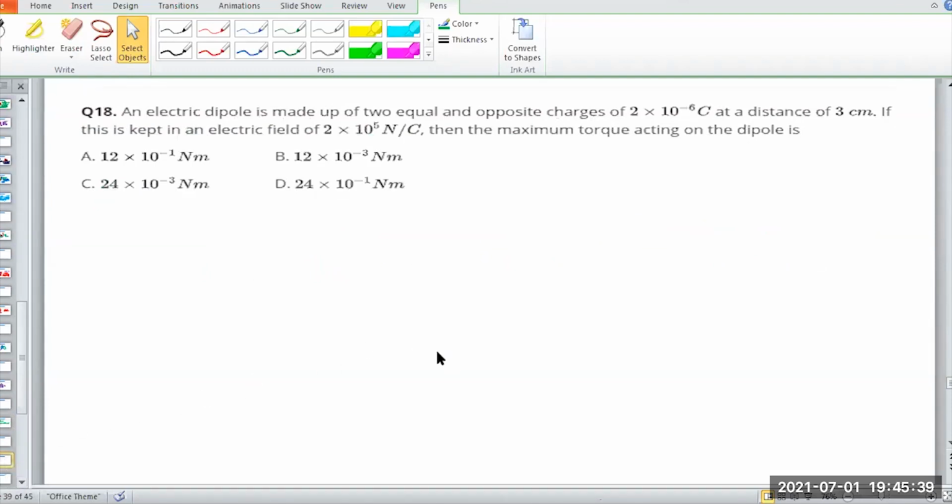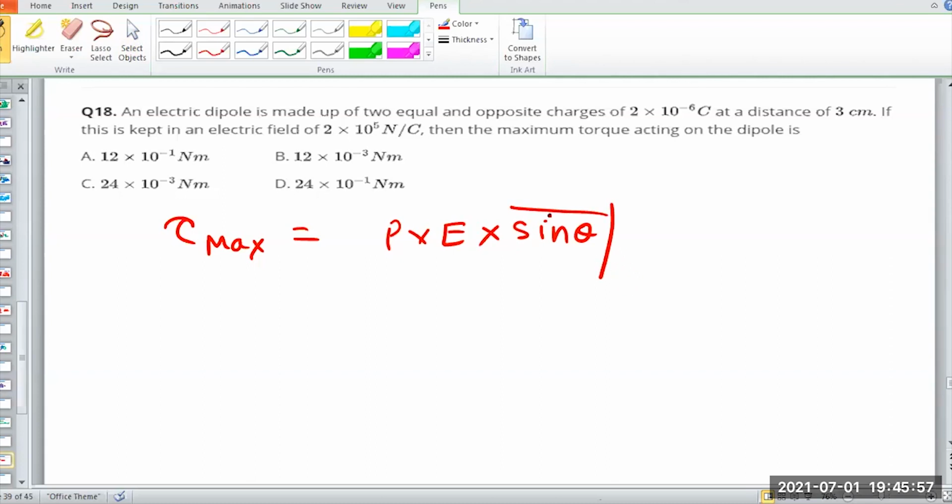Again, this question is very simple. We are given, I have to find maximum torque. Now, tau is given as P into E into sine theta. It will be maximum when sine theta becomes maximum, and I know the maximum value of sine theta can be 1. So I simply have to find P into E.